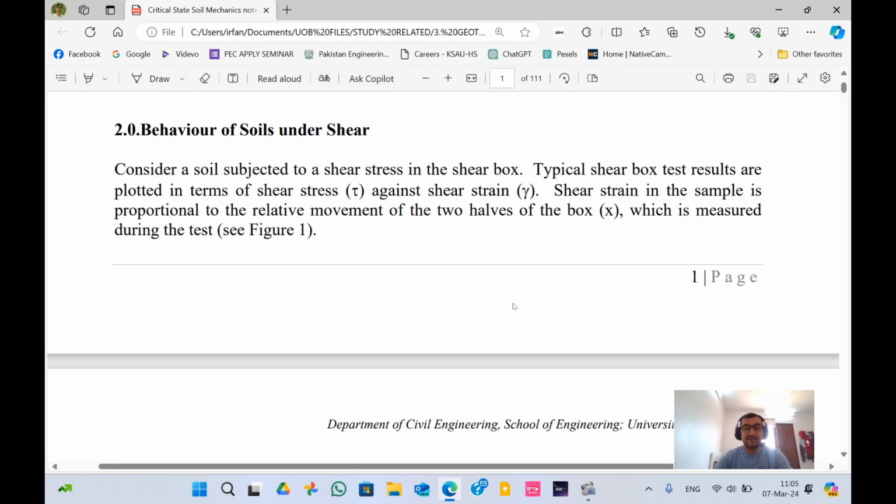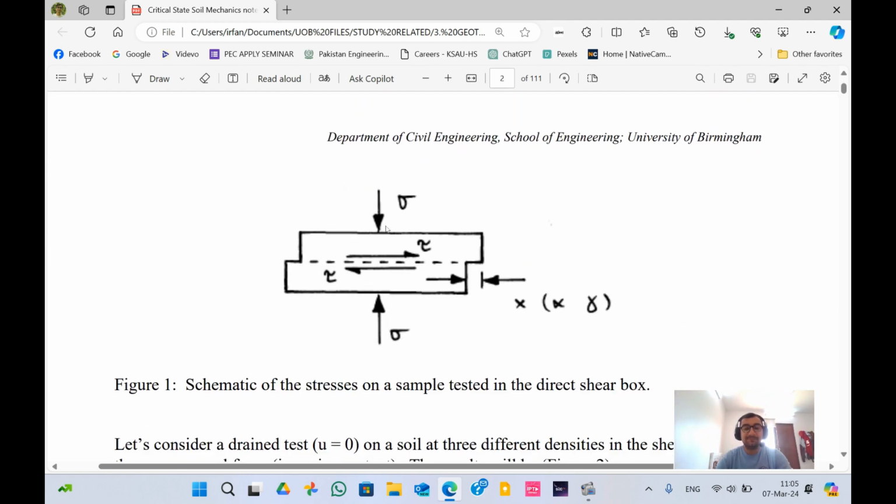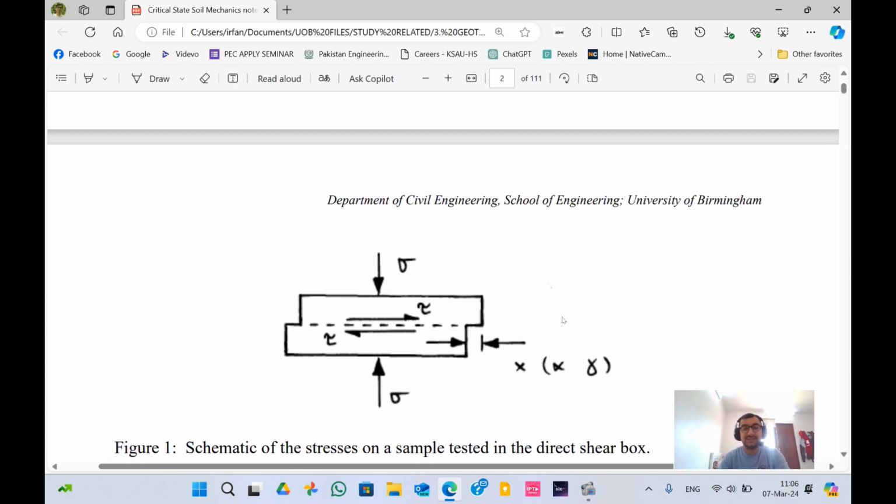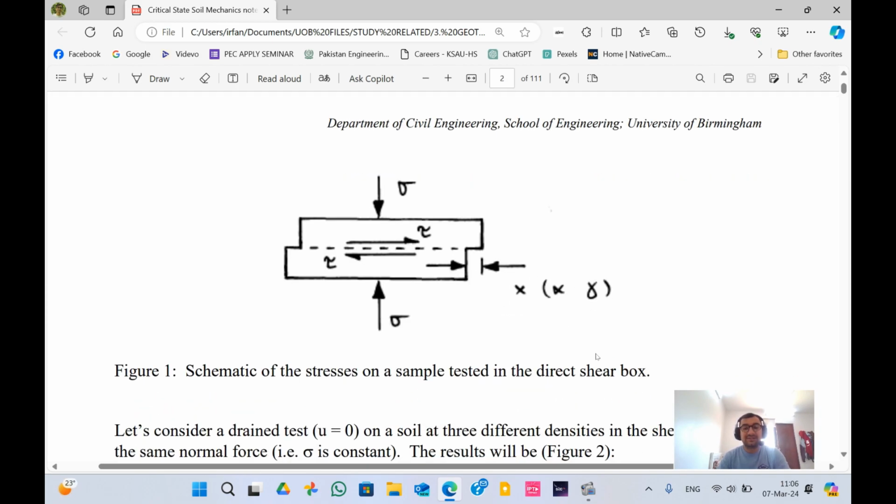In this example, as you can see, in this shear box test the soil sample is sliced in half, and one part moves to the right and the other part moves to the left. This is the normal stress, because the stress is coming from above, and perpendicular to that normal stress is what we call shear stress. So this is the schematic diagram of what happens in a shear box.